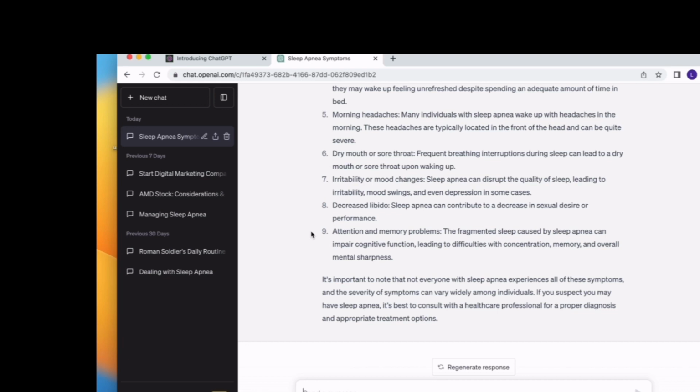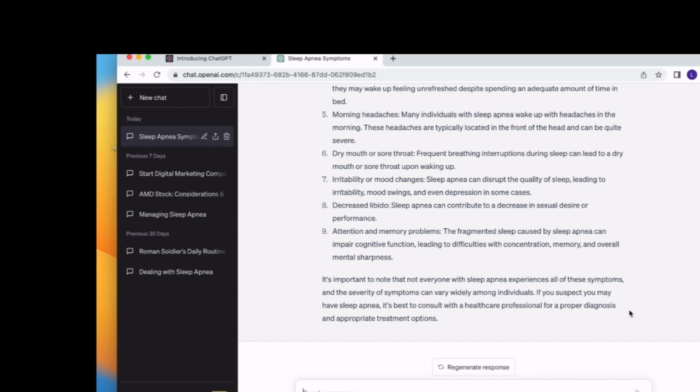And in the end here, it says it's important to know that not everyone with sleep apnea experiences all of these symptoms. It's impossible. You're going to feel some. And the severity of the symptoms can vary widely among individuals. If you suspect you may have sleep apnea, it's best to consult with a healthcare professional for proper diagnosis and appropriate treatment options. And obviously, if you have symptoms of sleep apnea, the correct doctor to see is a healthcare professional that specializes in sleep medicine. That'll be an ENT doctor.